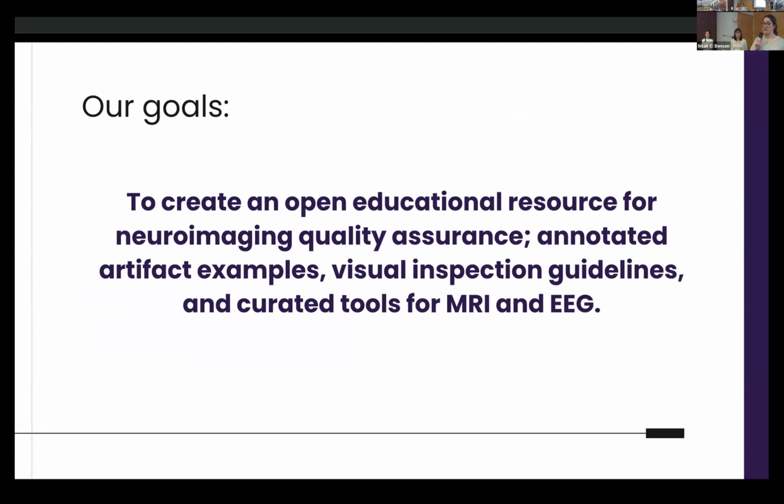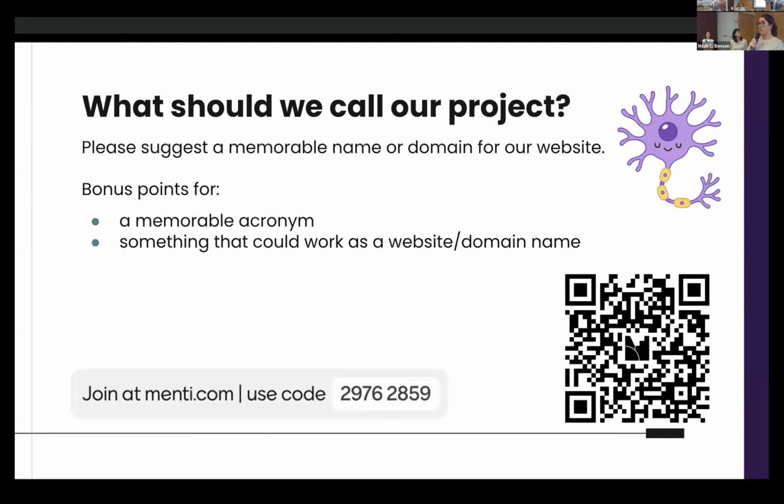We wanted to include things like annotated artifact examples, visual inspection guidelines, and some curated tools for both MRI and EEG. Our first issue is that we could not decide on a name for our website domain. So if anyone would like to scan our QR code and come up with a suggestion, Henrik will be absolutely furious if you started with Neuro.